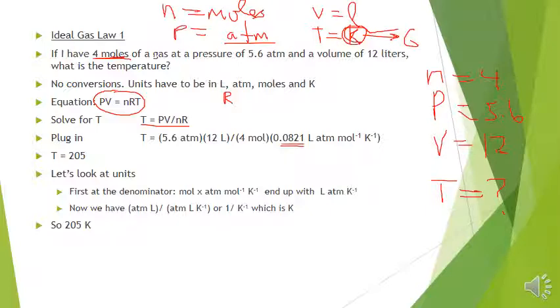Key thing is the units. If the units are all these guys, then it's okay. Don't worry about units. So you take 5.6, which is the pressure, 12, which is volume, and divide by 4, which is the moles, and also divide by the universal gas constant. And when you do that, you get 205 K.